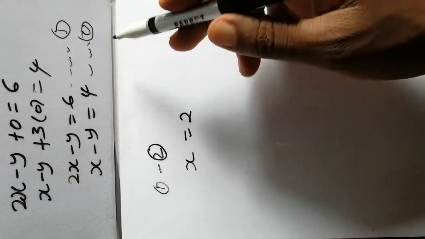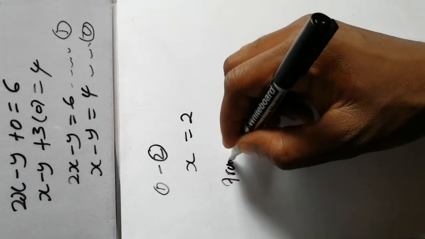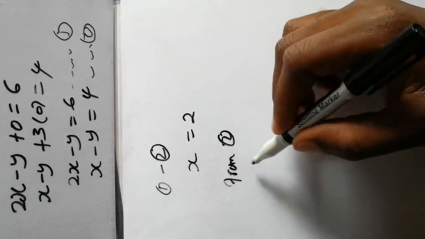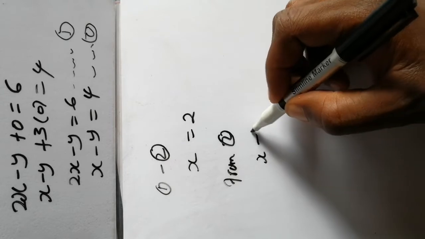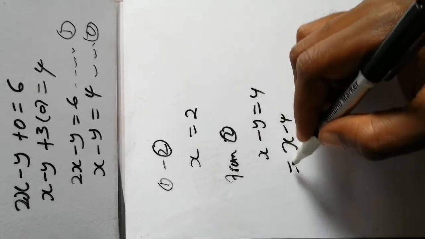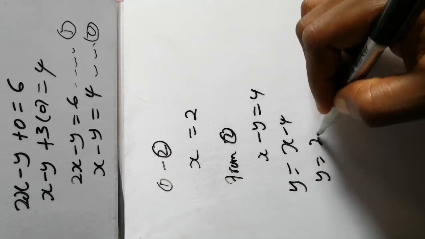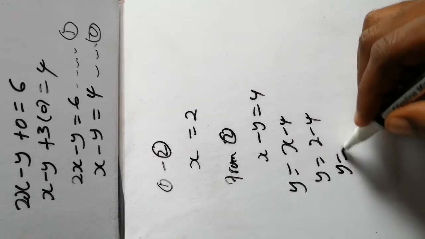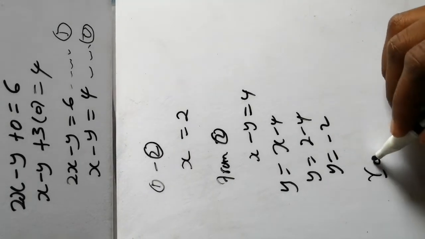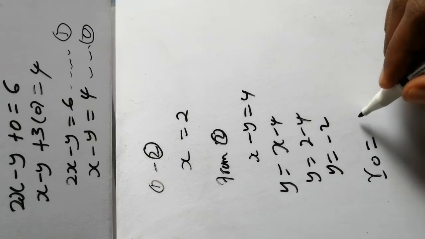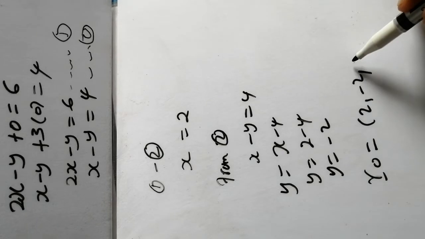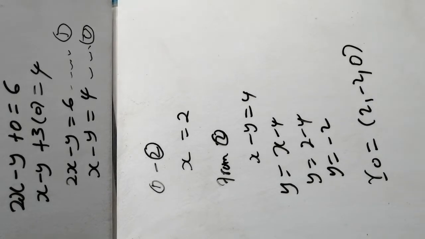Now from the second equation, I'm using the substitution method here. x minus y equals 4. This means that x minus 4 equals y. So y equals 2 minus 4. This tells us that y equals negative 2. So this means that our r0 is equal to x, which is 2, y negative 2, and our z, remember initially we said let z be equal to 0.